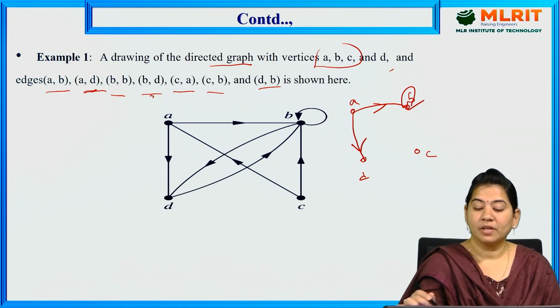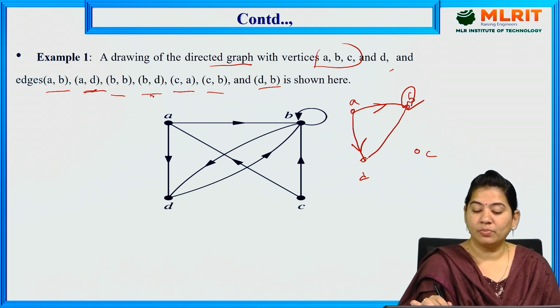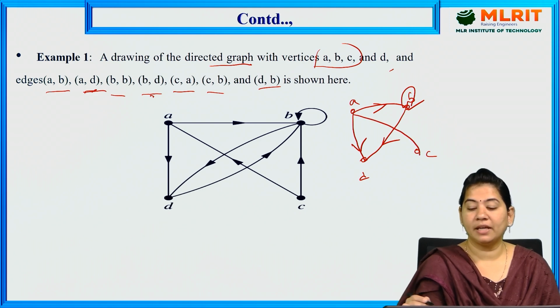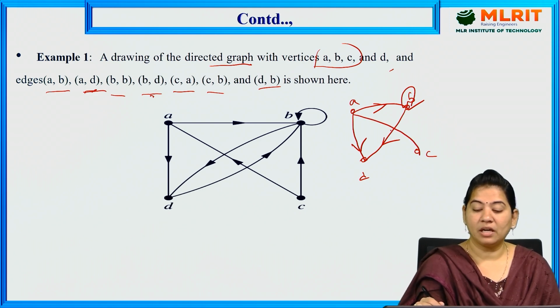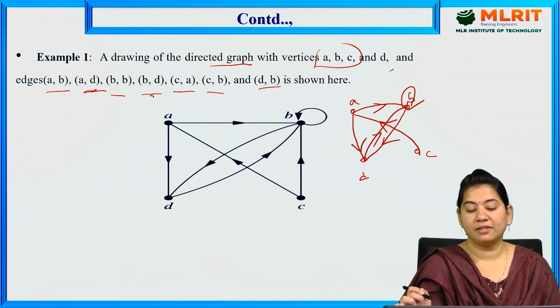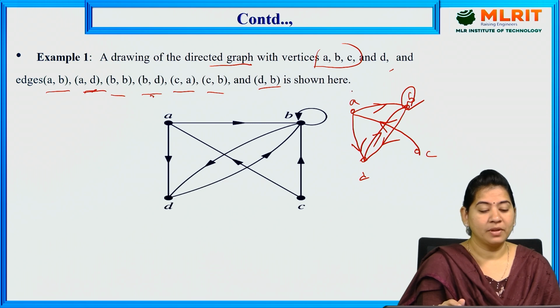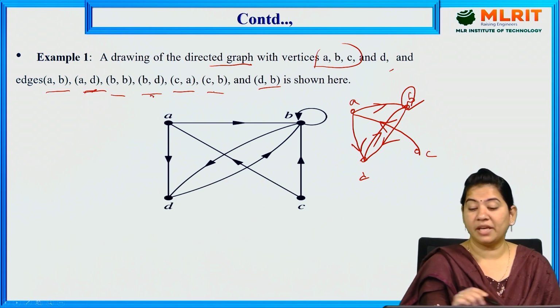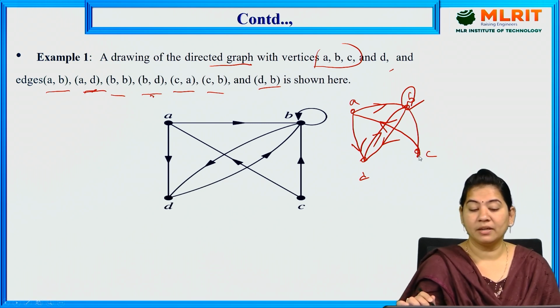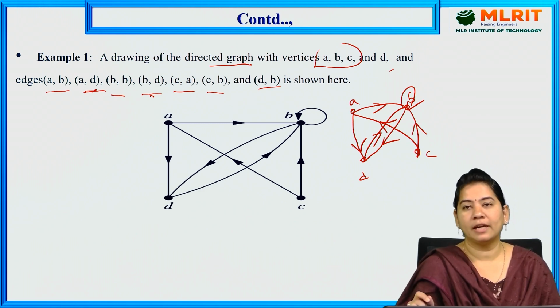Next BD. What does BD mean here? The line should be an arc from B to D and it should point towards D. And C, comma A: C, comma A means the arrow should point towards A. And DB. What does DB mean? Again you will get it here and the arrow should point like this. Even BD, BC, CB is also there. CB means the arrow should point towards B. So like this you have to draw the graph for the given relation.